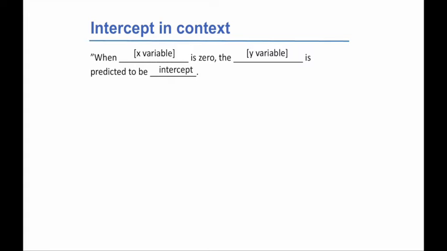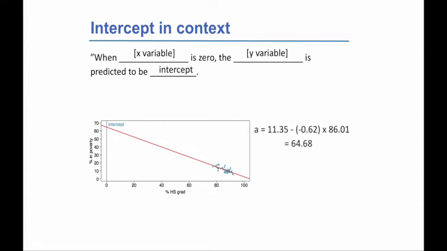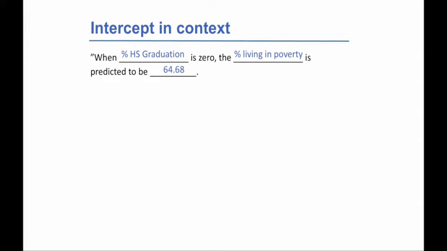So they also could ask you to interpret the intercept in context, which is: when your x variable, or your explanatory variable, is 0, the response variable is predicted to be whatever your intercept is. So when the percent high school graduation rate is 0, the percent living in poverty is predicted to be 64.68%.